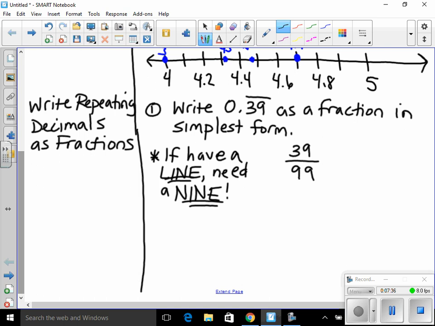Now looking at 39 over 99, that is not in simplest form. Okay, so both of these numbers can be divisible by 3 to reduce it. Okay, and 39 divided by 3 is going to give me 13, and 99 divided by 3 is going to give me 33. So if you were to type these 2 fractions in the calculator, 39 over 99 and 13 over 33, they're going to give you the exact same decimal, but only one of them is the right answer because it asks for in simplest form. 13 over 33 is going to be your final answer. So the key to this is if it has a line, you need some 9s.